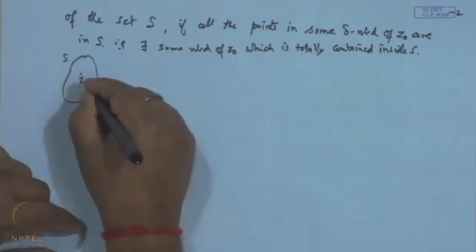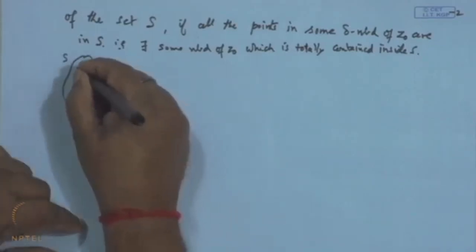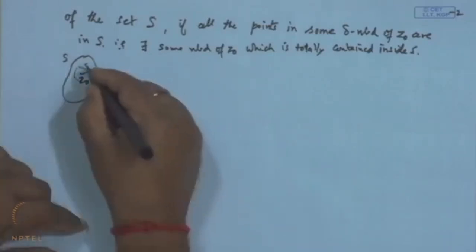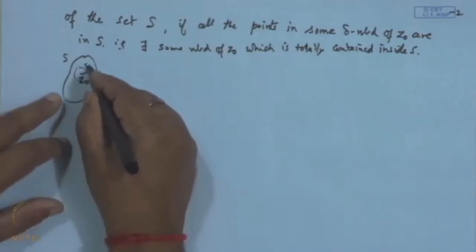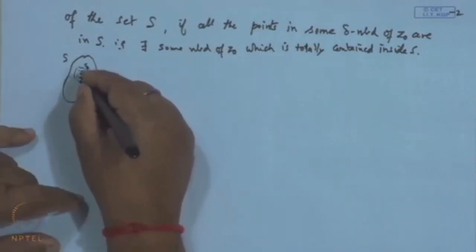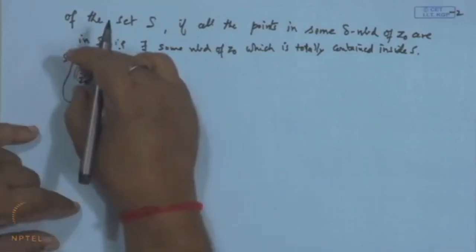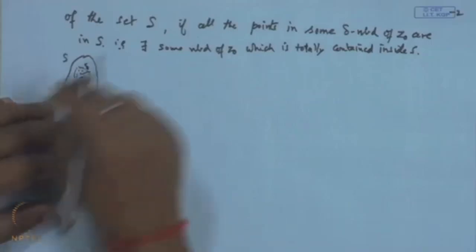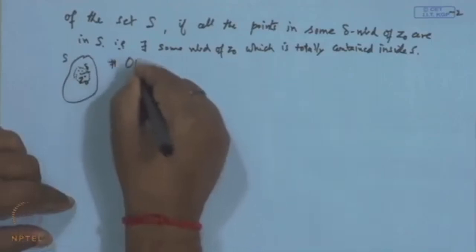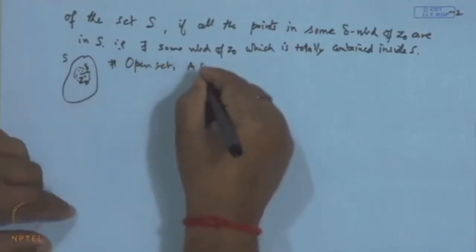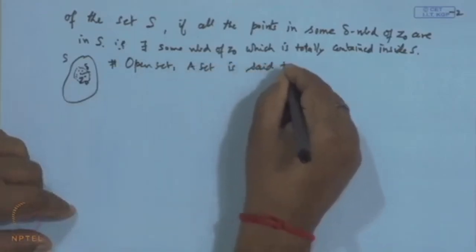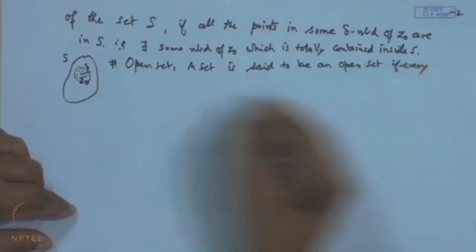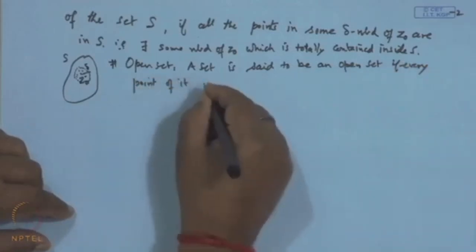A point Z naught is said to be an interior point of this set if we are able to get one neighborhood around the point Z naught with a positive radius, say delta, however small this delta may be. But there exists some delta greater than 0, at least one delta we can find, such that all the points inside this neighborhood are points of S, that is, this neighborhood totally lies inside S. Then we say Z naught is an interior point. And what is an open set? A set is said to be open if every point of it is an interior point.